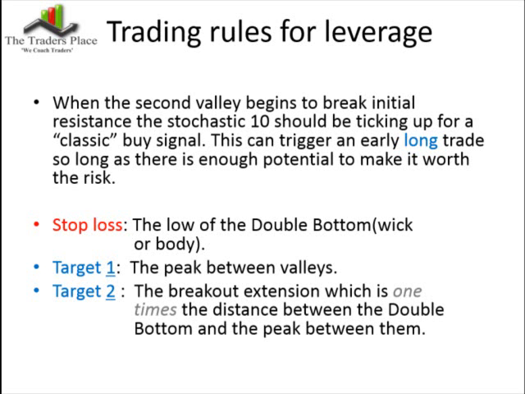Your stop loss would be the low of the double bottom, wick or body. If the wick is ridiculously long, we're not going to use that. Then we'll just use either one of the short wicks or the body of the candles that formed the double bottom. Target number one would be the peak between the valleys. Again, you just have to measure, make sure that there's enough in it. Target number two is a breakout extension, which is 1 times the distance between the double bottom and the peak between them. In other words, if the peak level is broken, we then look to take 1 times the distance between that double bottom and the peak as target number 2.